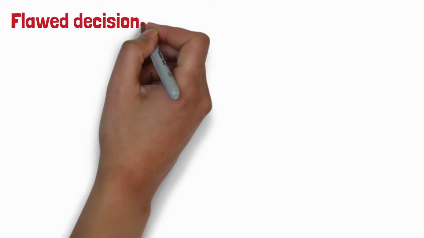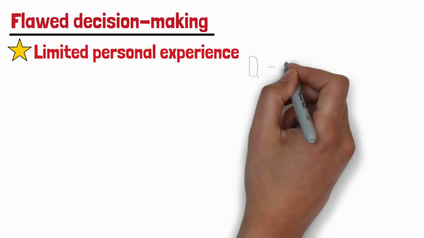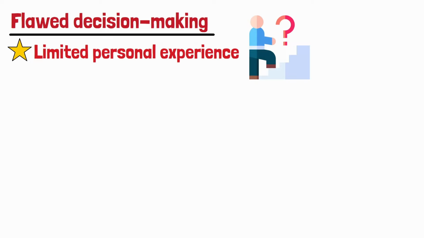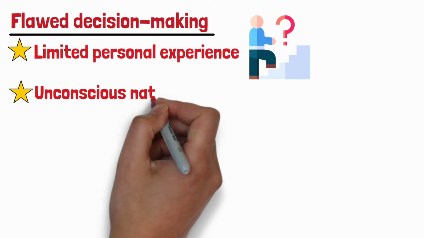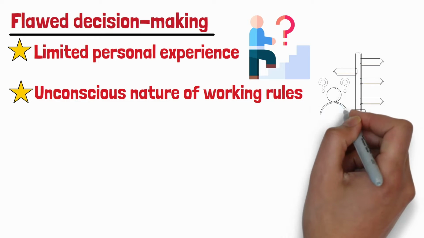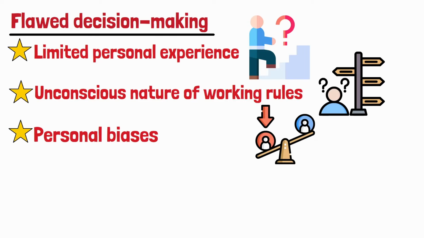We can also break down why flawed decision-making was taking place. This was due to limited personal experiences, such as those who were novice to the field, who were struggling to cross-apply to different cases. It could also have been the unconscious nature of working rules, which is how they were unaware of how they would reach their decisions. There could also have been personal biases, such as racism, sexism and homophobia at play.